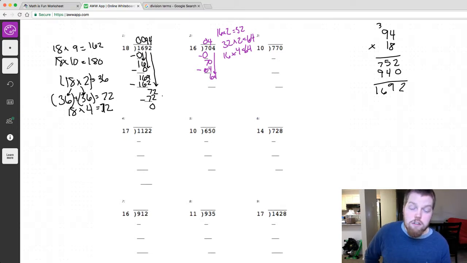Can 16 go into 64 evenly? Yes, it can. We just worked that out. 16 times 4, 4 times 16, 64. Subtract, get 0, no remainder. We're good.